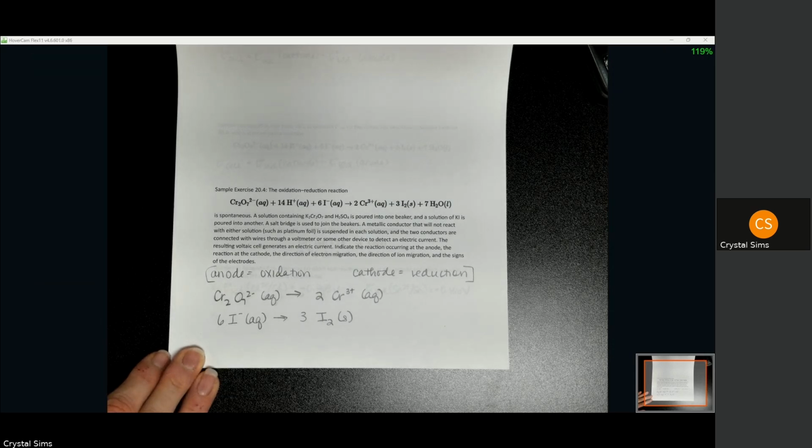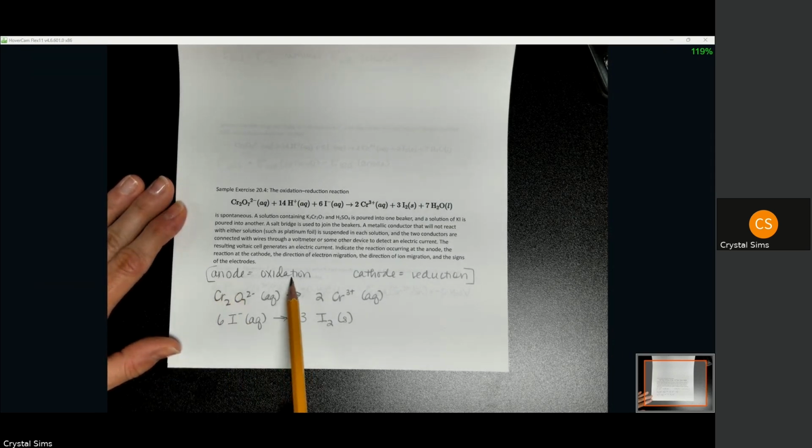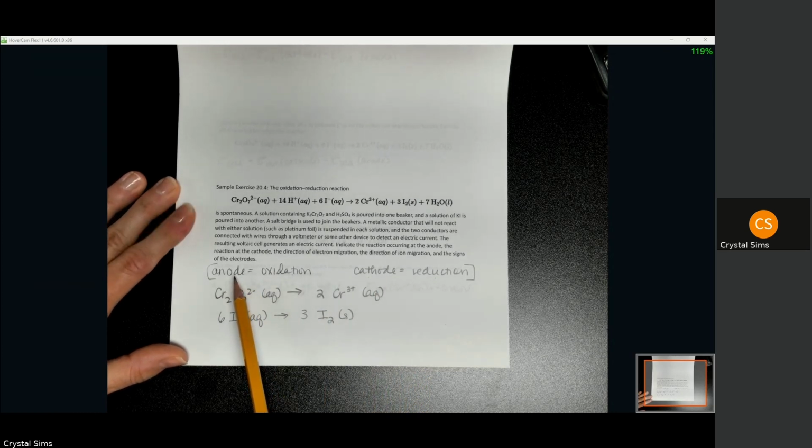So once this cell is set up, it generates an electric current. And so they want us to tell the reaction that occurs at the anode, the reaction that occurs at the cathode, direction of electron migration, direction of ion migration, and the signs of the electrode. So just as a reminder, anode equals oxidation, remember an-ox, and then cathode is reduction, and we said we would say that would be red cat.